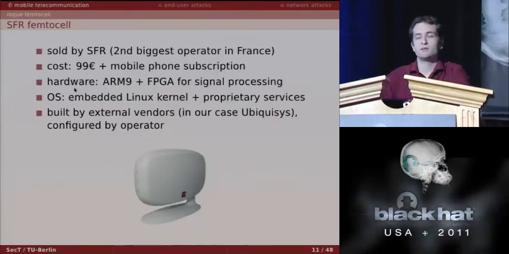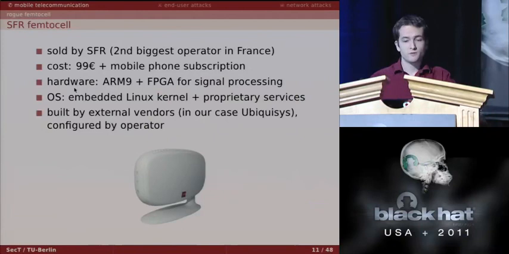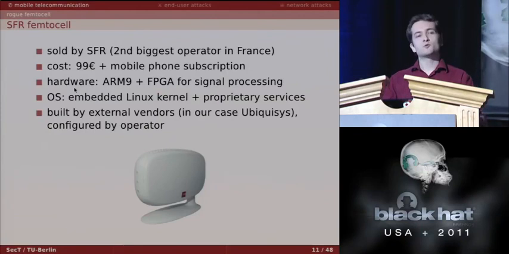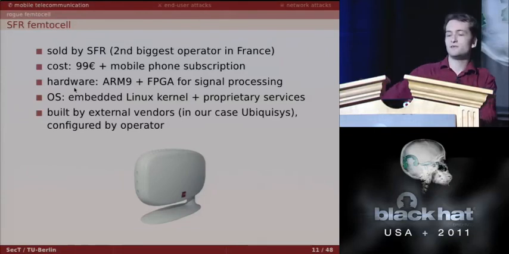But we will see what really are the impacts on the network. First, we need a femtocell. We got the one from SFR. That's the second biggest operator in France. It doesn't cost a lot. First, you need a classical mobile phone subscription, and then you pay 100 euros more to get this small device you can install at home. You just request it from the operator.